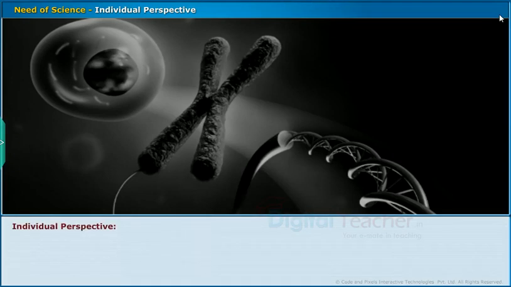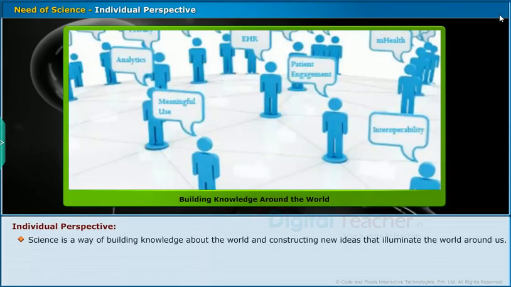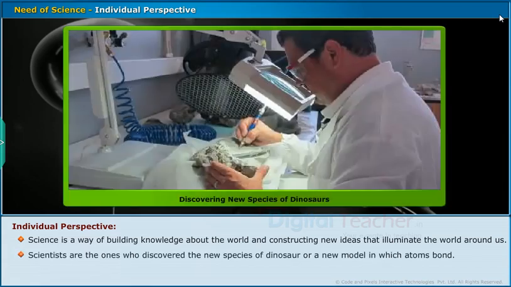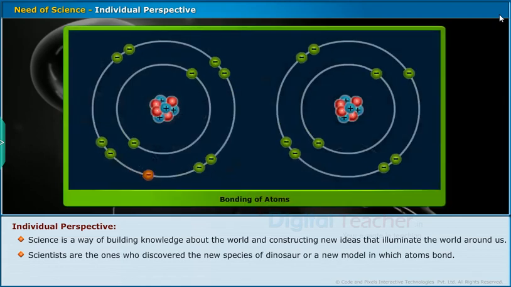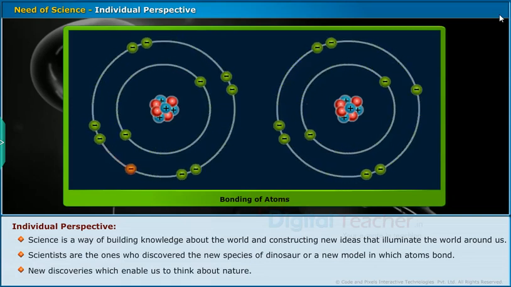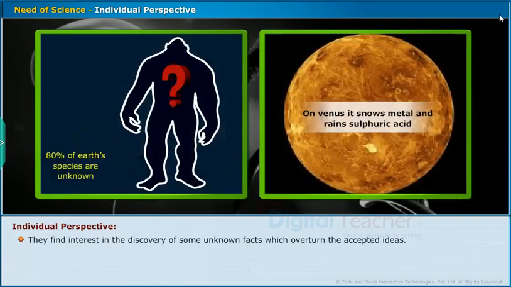Individual perspective. Science is a way of building knowledge about the world and constructing new ideas that illuminate the world around us. Scientists are the ones who discovered the new species of dinosaur or a new model in which atoms bond. New discoveries which enable us to think about nature. They find interest in the discovery of some unknown facts which overturn the accepted ideas. Now, let us look into societal perspective.